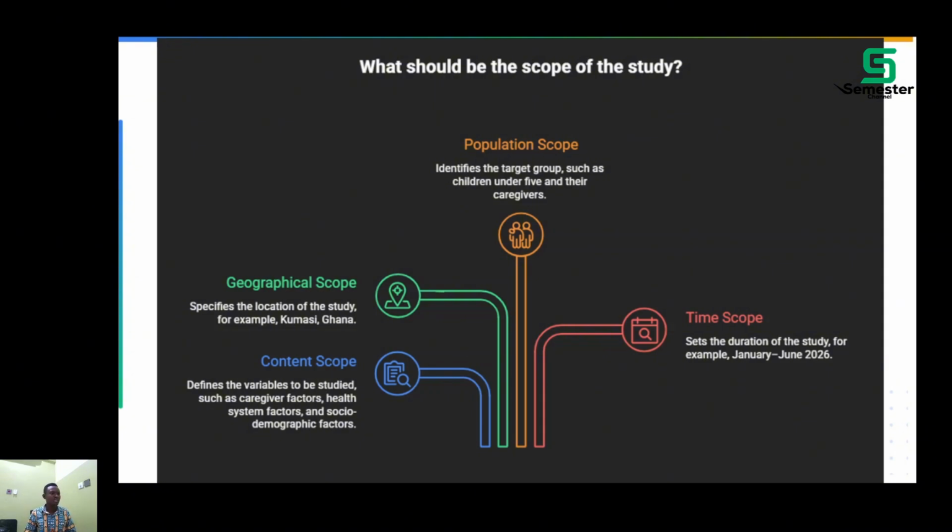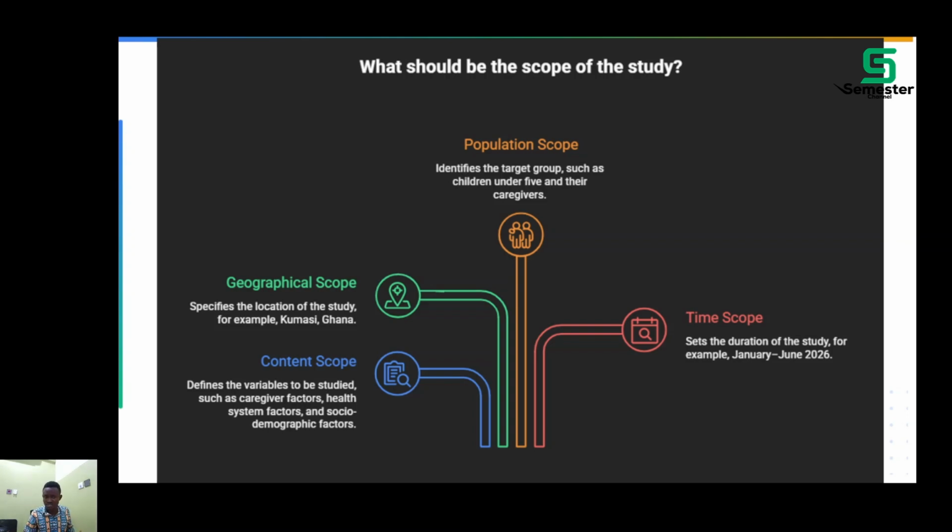And then again, you have to look at the population scope. Who are you looking at? Are you looking at males alone? Are you looking at females? Are you looking at both genders? Are you looking at something in terms of age relation? Are you looking at children under 5? Are you looking at adolescents? Are you looking at everyone, regardless of gender and age? You have to state that in your work, right? So that it gives the reader a fair idea of how your work will be done, and also you should have a time scope to that.